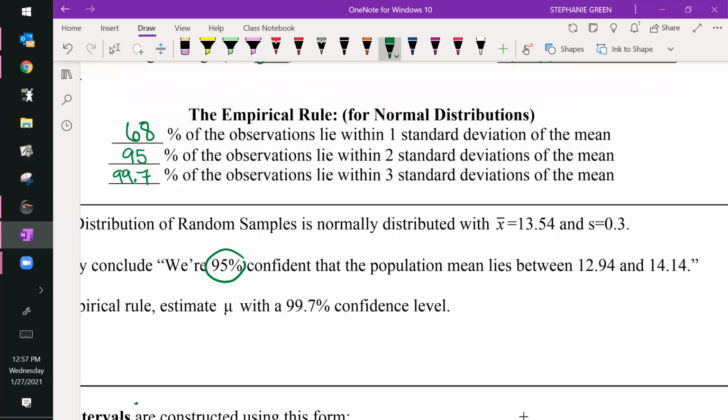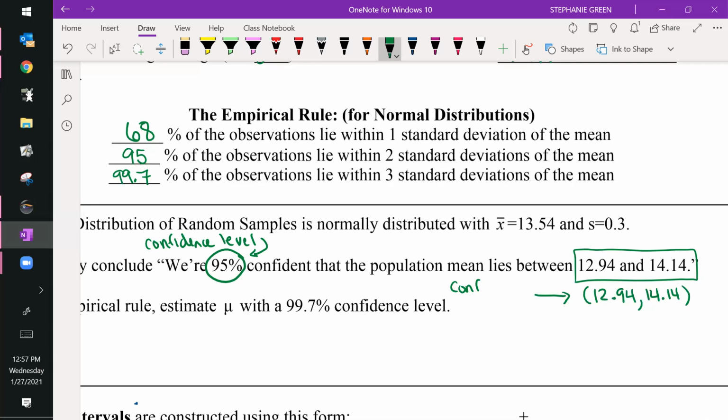95% is the confidence level. It's the actual percentage that describes how confident you are about your interval. And then this range of numbers here from 12.94 to 14.14, which we actually write like this as an interval in this interval notation, I've seen that before. That is the actual confidence interval. So that's the 95% confidence interval, actually, in this case.